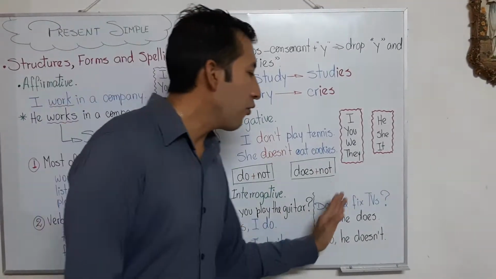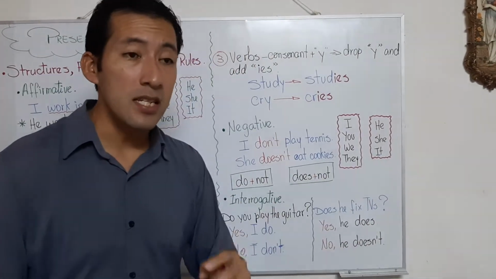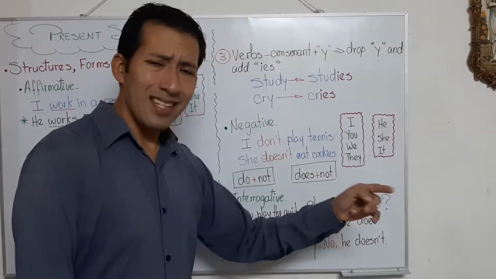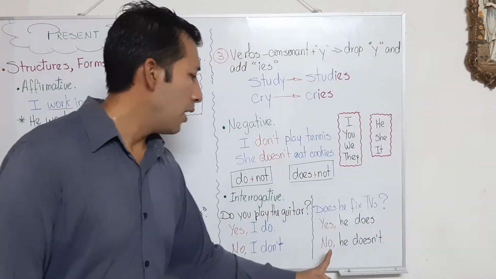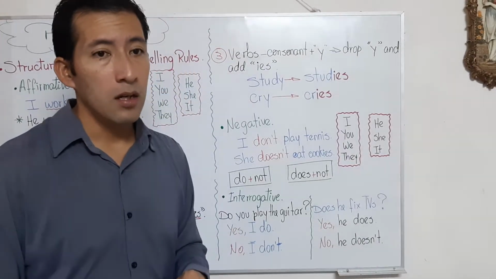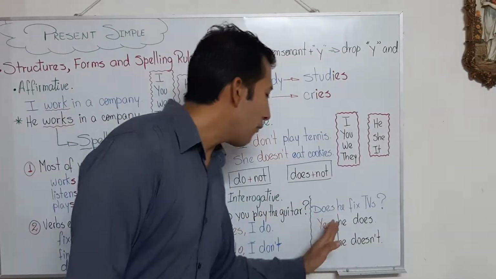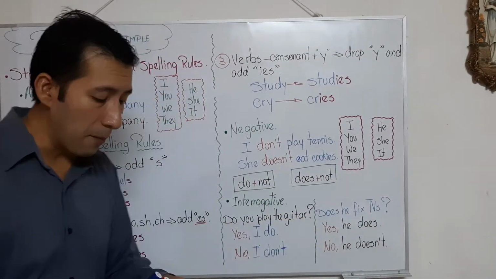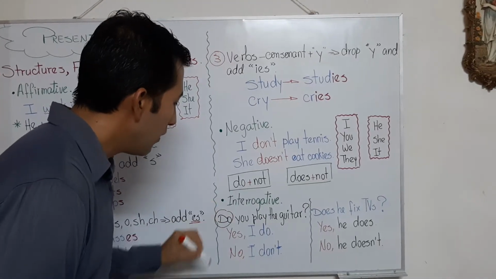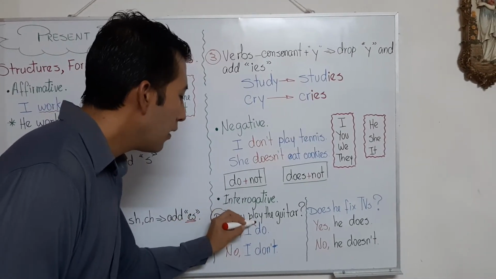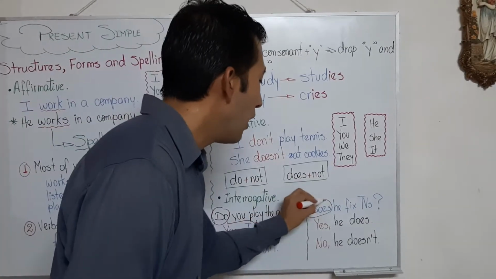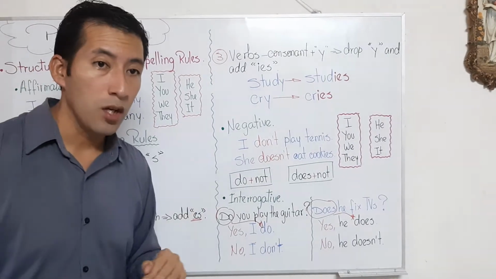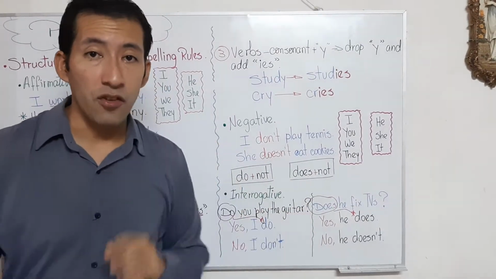And what about the other example? Does he fix TVs? Is he a technician, for example? The answer: yes, he does. Or no, he doesn't. So here you have both forms, using do or using does. Remember that this auxiliary is here and also here. Both are present in the answers. They are called short answers.